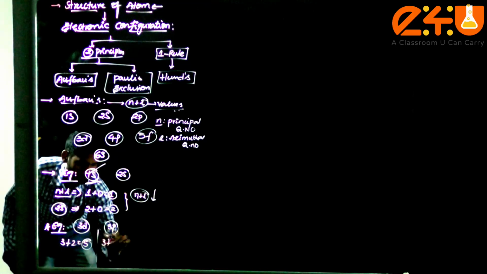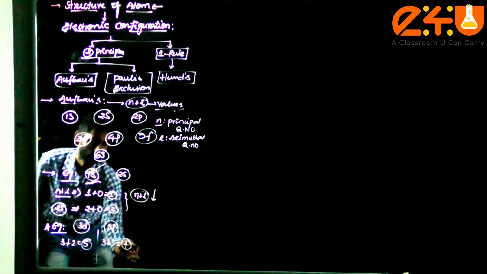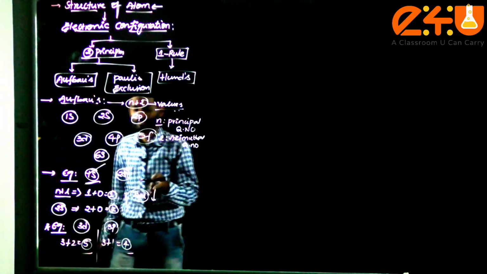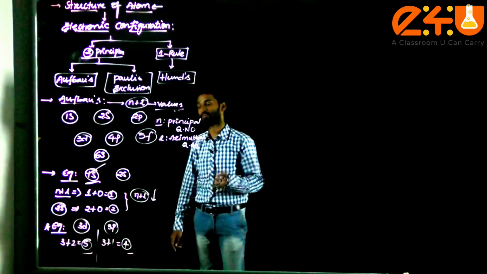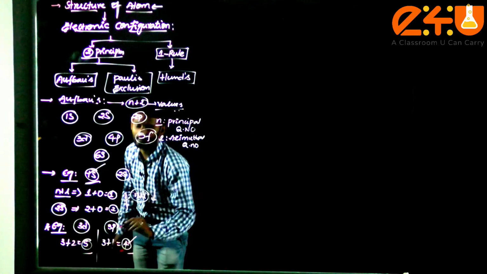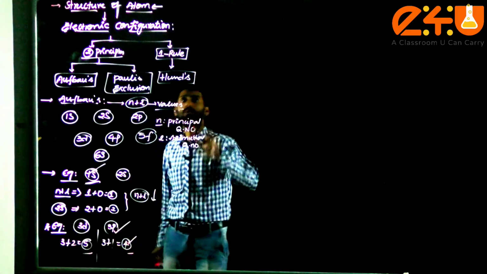Next one, 3 plus the l value for a p orbital, which is 1, equals 4. Just check it here, the 4 as well as here 5. Obviously, those shells having the lower n plus l value, the electron will enter first. That's why here 3p will be first when compared to 3d.